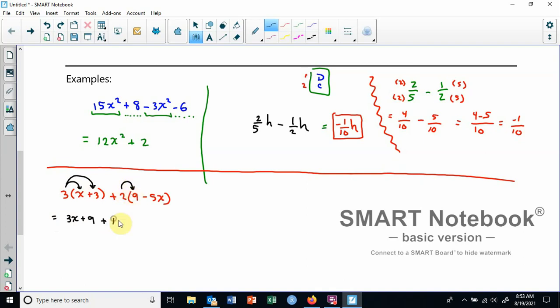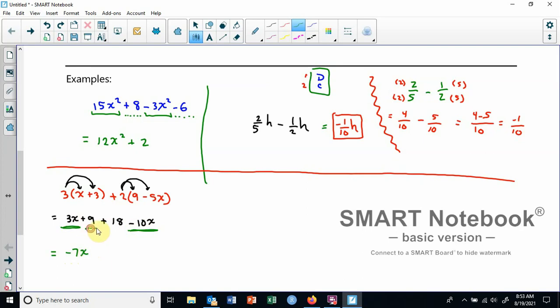2 times 9 is 18. And 2 times 5, notice this is a minus 5x. So that's going to be minus 10x. Okay, so notice I did not do any combining yet. I wanted to do all the distributing that I can. That's the first step, is to distribute, then we combine. So let's see if we have any like terms. Well, I have a 3x, I have an x term. Oh, and I have a minus 10x, that's another x term. So those are like. And so let's go ahead and do those. 3x minus 10x, 3 minus 10, that is negative 7x.